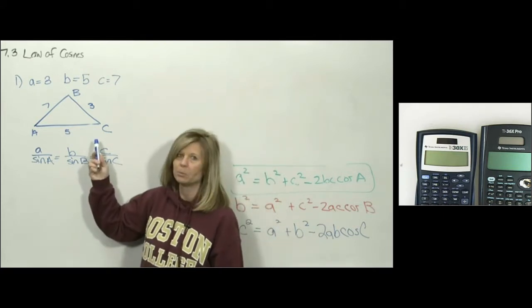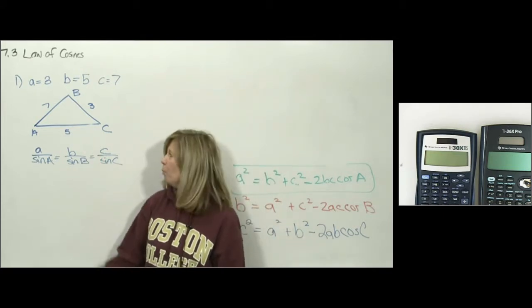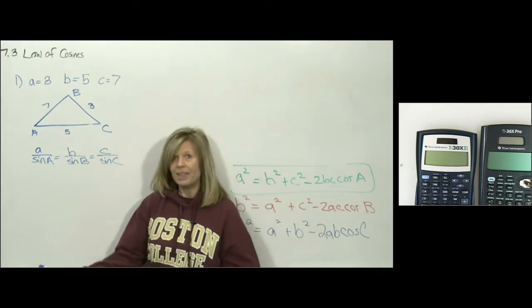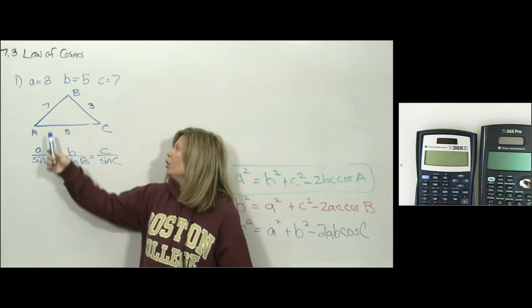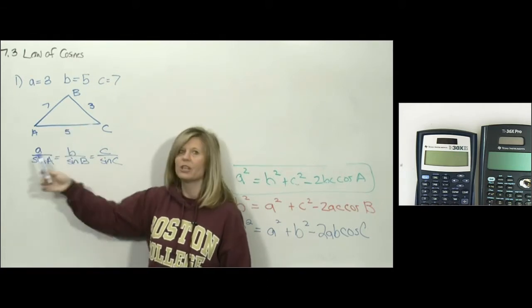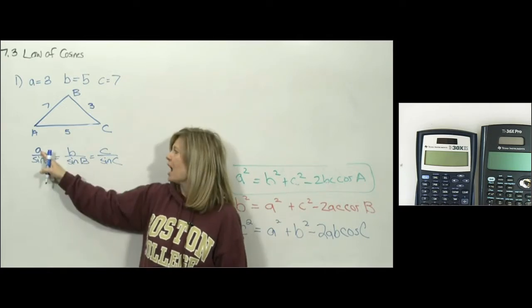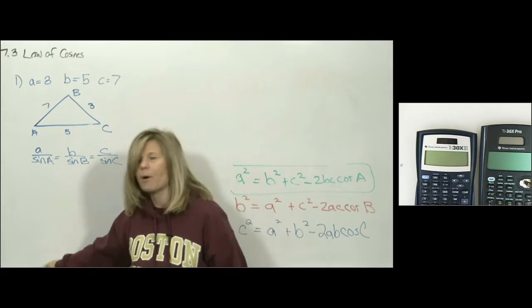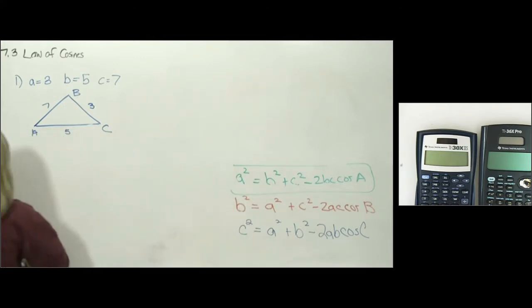Everybody look at your picture. Do you know both a side and a corresponding angle that's given? That's the problem. You don't. You don't know any of these angle measurements. So that's why we can't start solving using this law. We could put the side up there, but we have no angle. So that's what the problem is. So that's why we need the law of cosines.